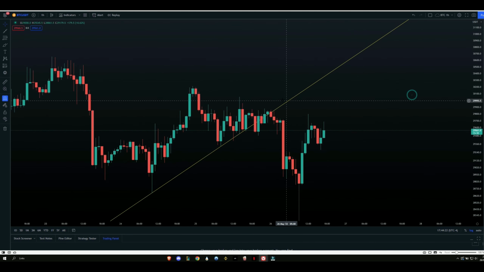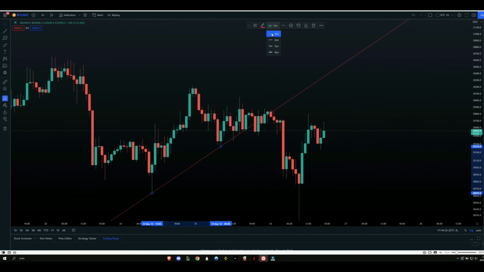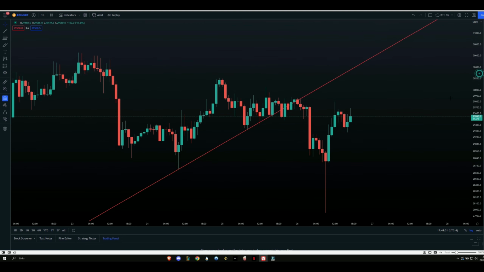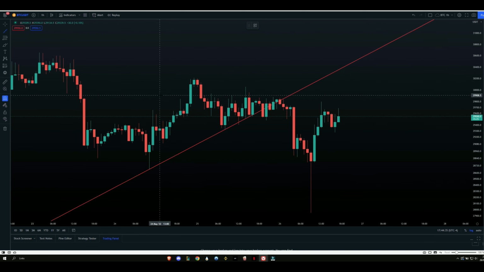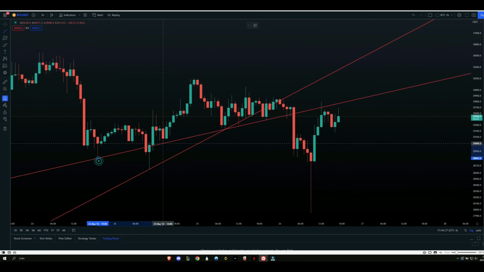Now let's get some more ready. Oh, by the way, this is now resistance, so I'll make it red. If we get a pump at some point, I'll short this. Let's find some more resistance lines. We can take, let's see if I take these 2 wicks, what happens?